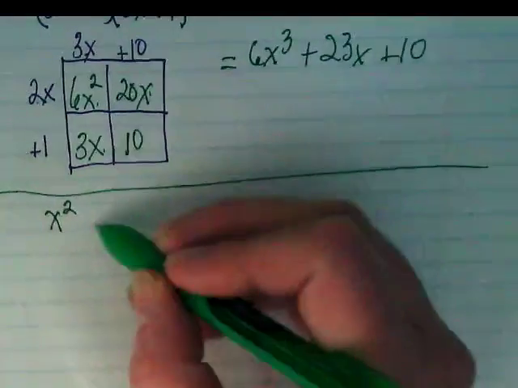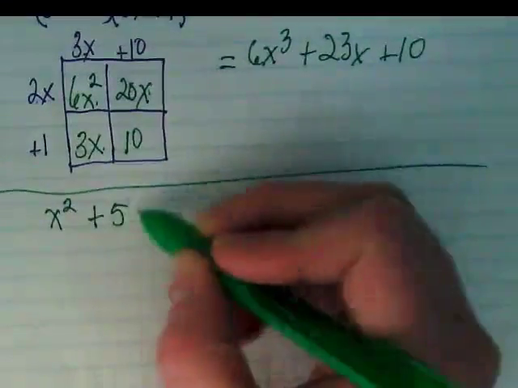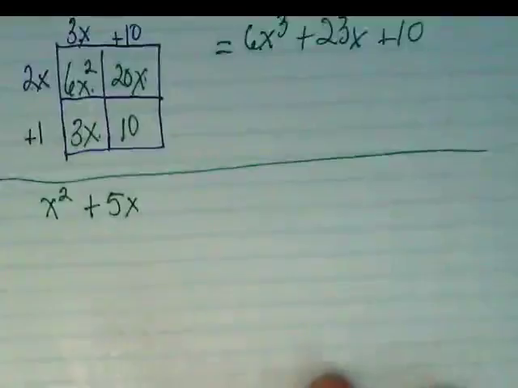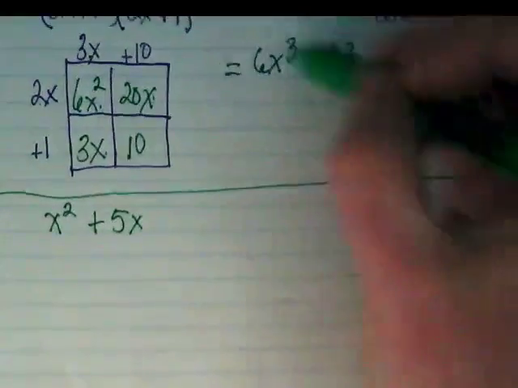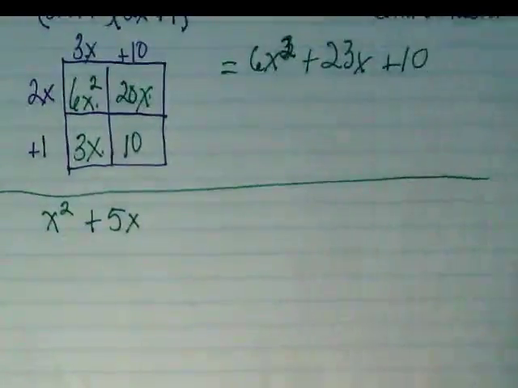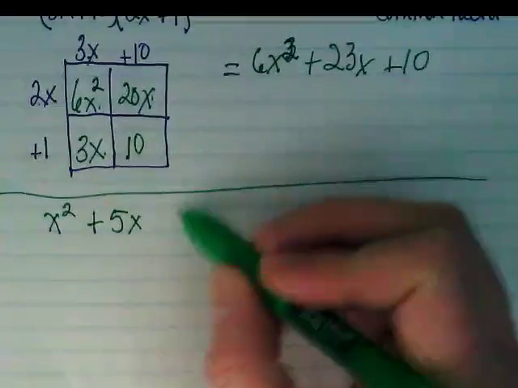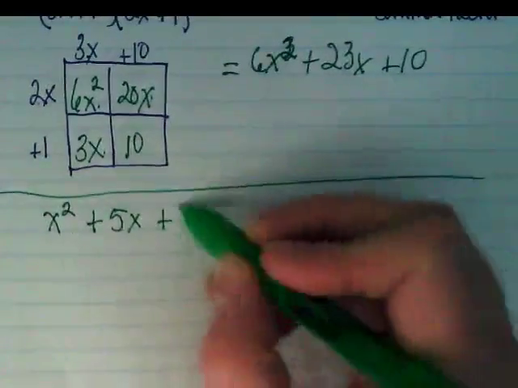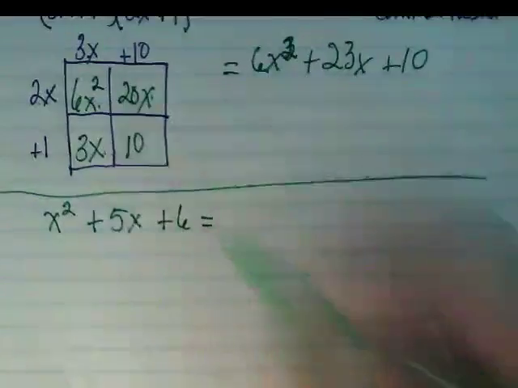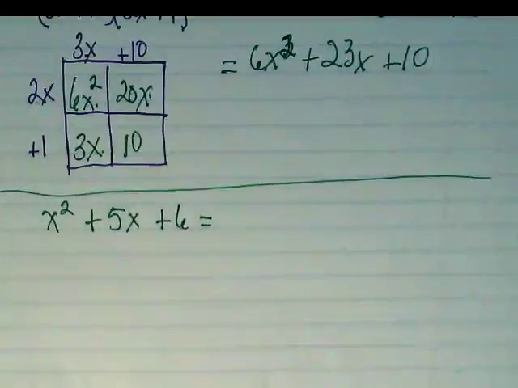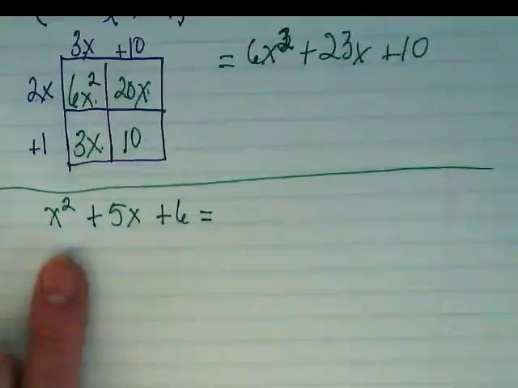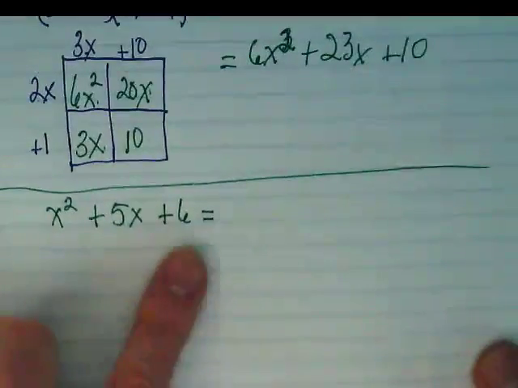X squared plus 5x, yes? Isn't it squared and not cubed? Oops, you're right, thank you. X squared plus 5x plus 6. First thing we want to do is look at that 5x in the middle and see if we can break it into two terms where one of them is going to match the x squared and one of them is going to match the 6.